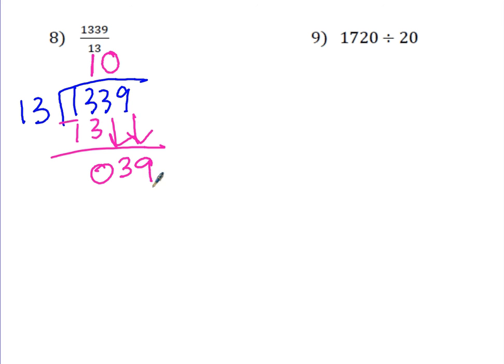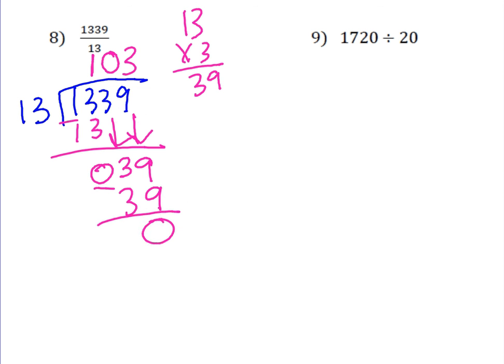So we'll put 0 in as a placeholder, and then we'll bring down the 9. And so we have to think about 13 times what gives us 39. Well, 13 times 3 gives us 39. So we put a 3 here. 13 times 3 is 39. 39 minus 39 is 0. So our quotient here is 103. 1339 divided by 13 is 103.